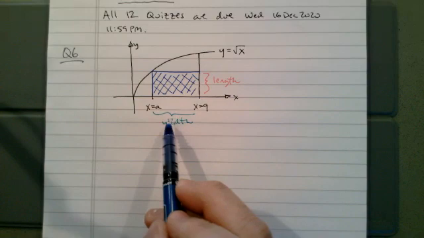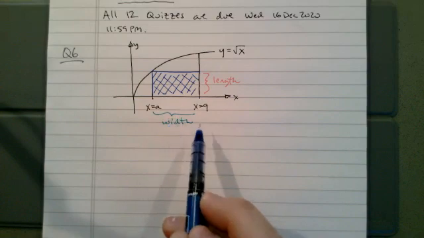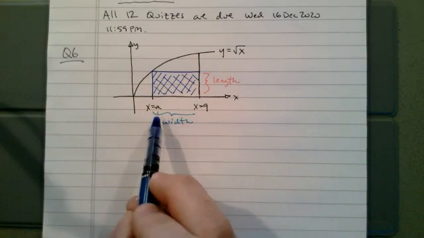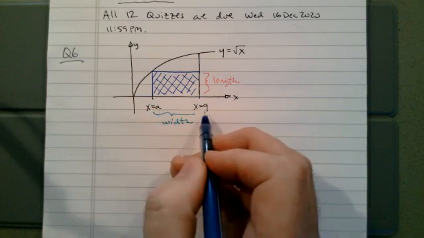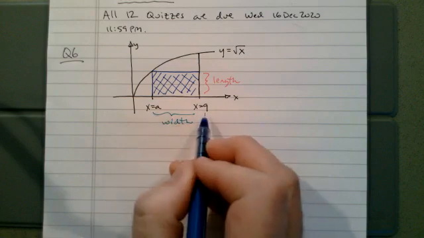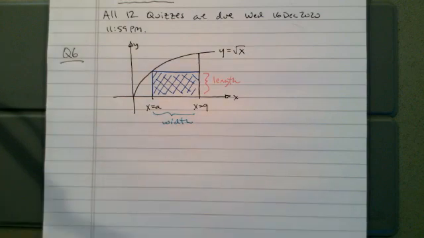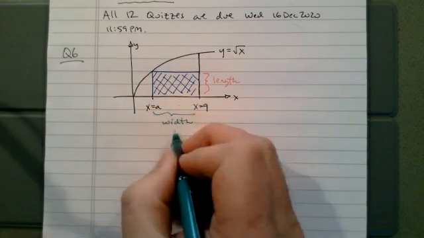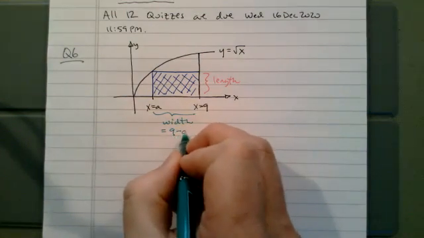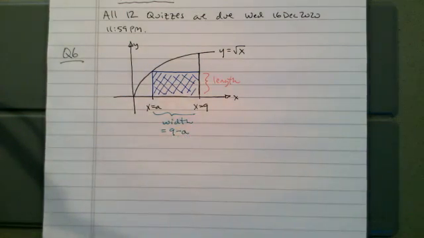So what we need to do is write the width. We can write the width in terms of this value A. The width is just the distance from A to 9. So we can write the width as 9 minus A, or 9 minus x, whichever variable you want to use.